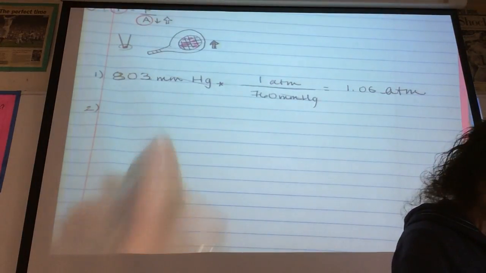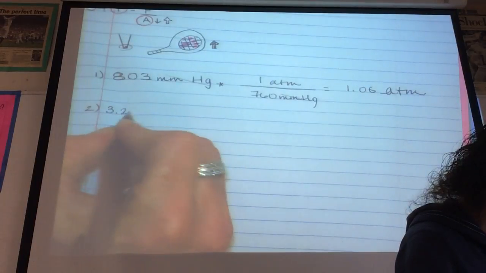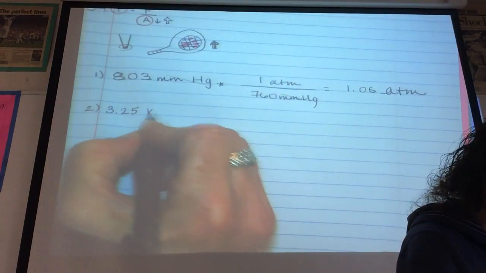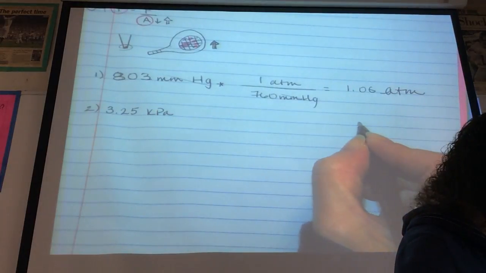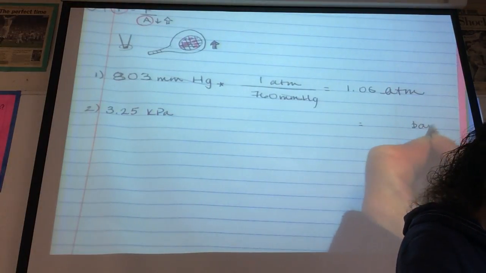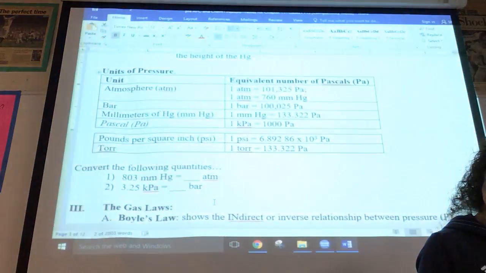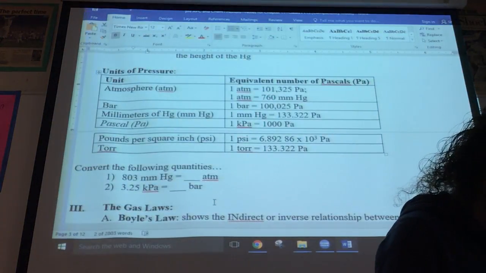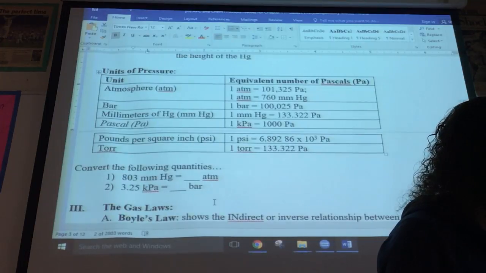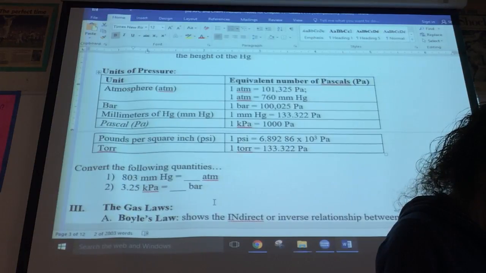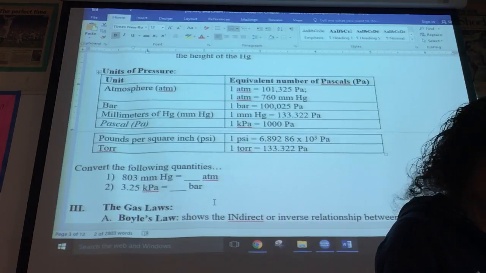In the second problem, you have 3.25 kPa, and you want to get to bars. Some of you don't appear to have your notes, so I'm going to put the table back up and take a minute to do that conversion. You want to go kPa to bars, so you have to do kPa to Pa to bars. Right. Is kPa 1,000 Pa? Yes. It says that right there. It says 1 kPa equals 1,000 Pa.